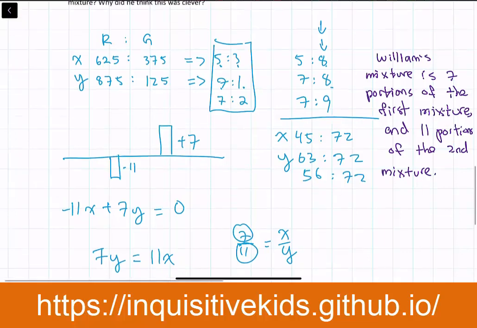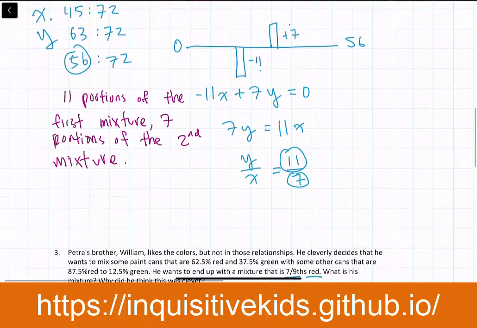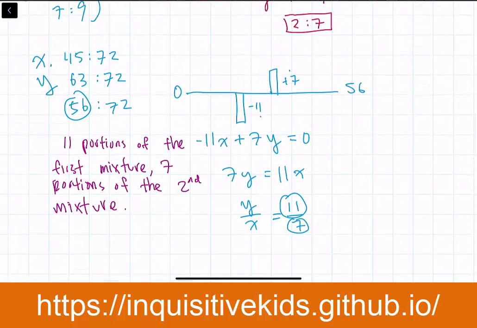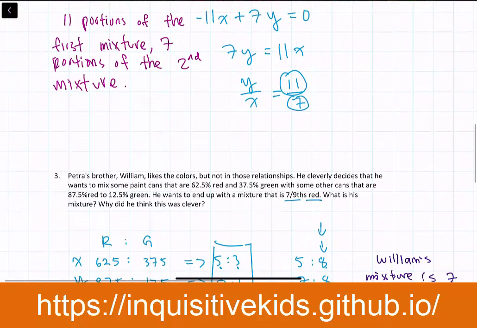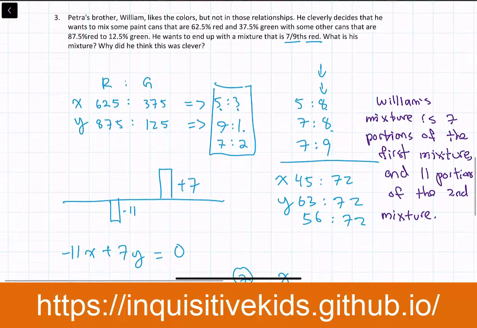So let's first go back. For our previous problem, our answer was 11 portions of the first mixture and 7 portions of the second mixture. For this problem, it's the exact opposite. Basically, Petra's brother, William, thought that he was being clever because he was taking the same colors but swapping the portions around. And then he changed up the numbers to be very complicated, but luckily, he did not trick us.